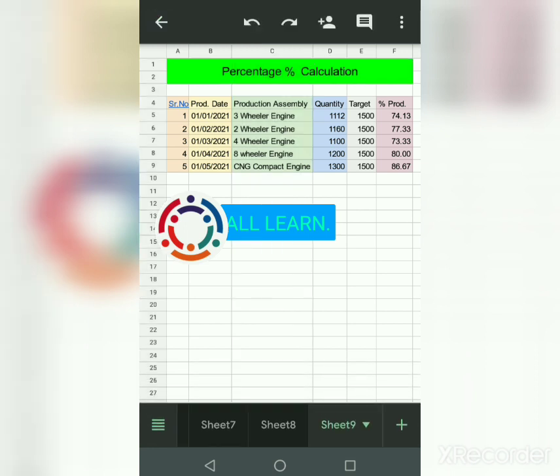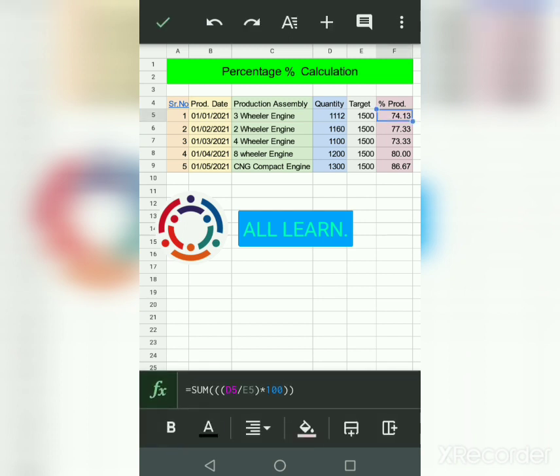Hi guys, our topic will be completed: percentage calculation. How to calculate percentage? Here we can see the formula is equal to sum, 3 brackets first, in this quantity produced divided by actual target, bracket complete, into multiply by 100, and again this formula will be continued by using autofill.